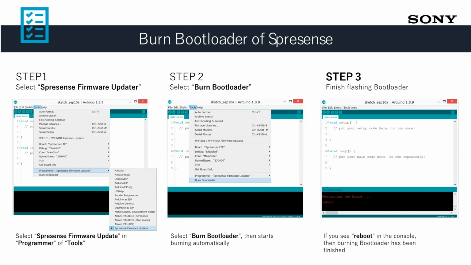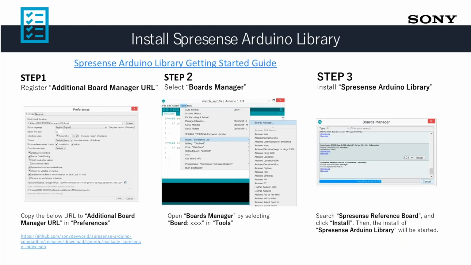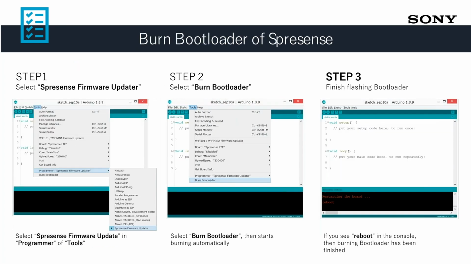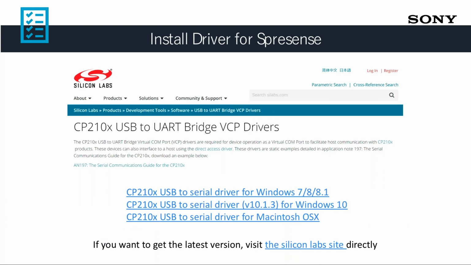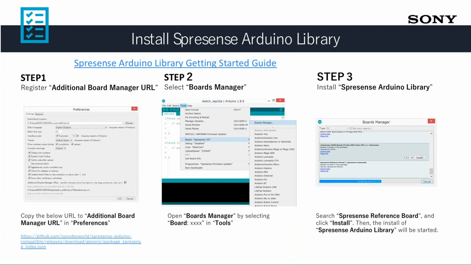Can I advance this? I'm sorry, I think I am. Okay. So then you see these are the steps that you do for the Spresense Arduino library. And do you see my next page or no? I think I am just going, okay. A little bit of confusion. Can someone tell me this is okay?